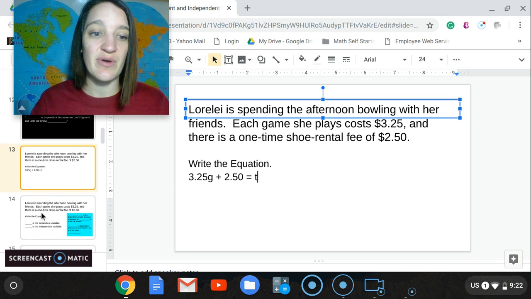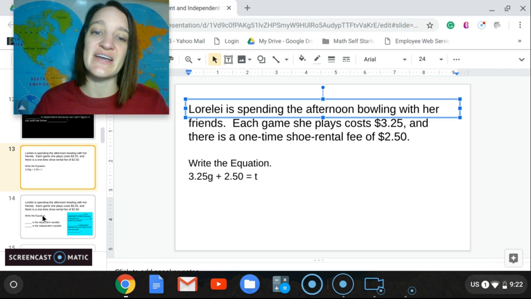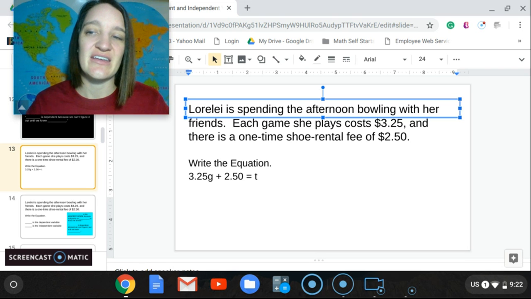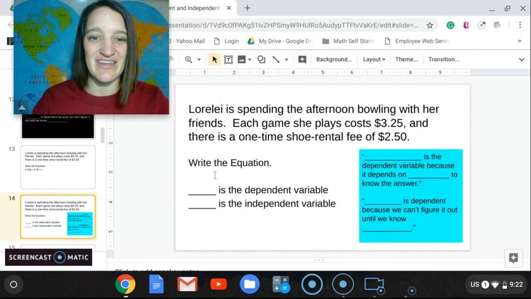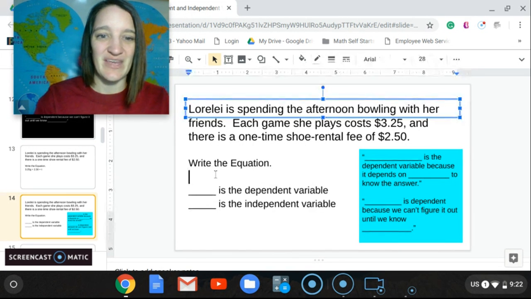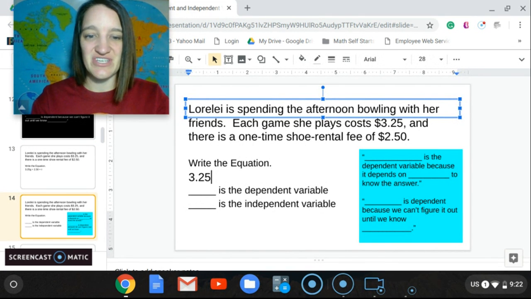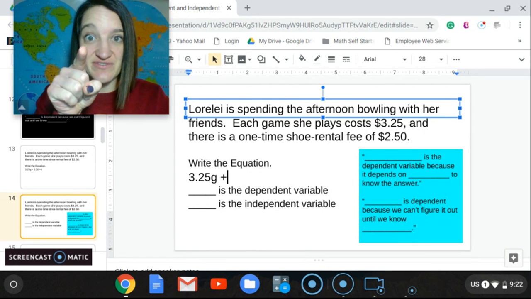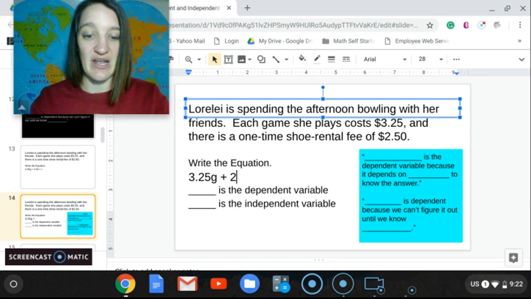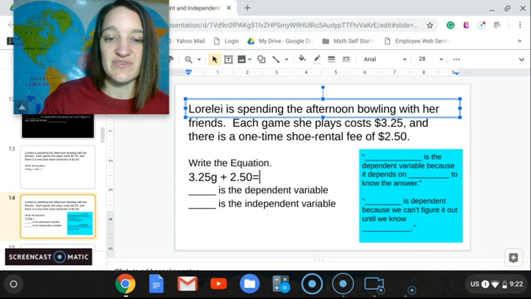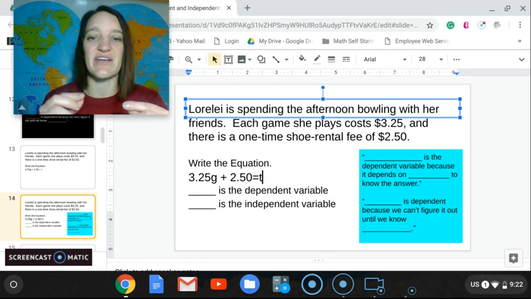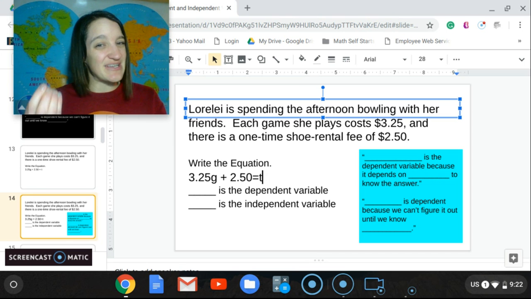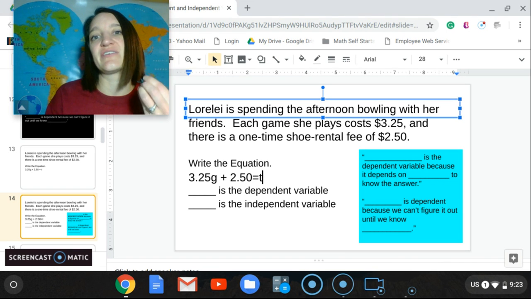We've got our equation. Now we've got to figure out which one is independent and which one is dependent. So let me rewrite that equation again. It's 3.25G plus 2.50 equals T for total. If you don't have this written down, you will be writing it down with me right now. So we've got a G and a T. We've got to ask ourselves, is games independent or dependent? Is the total independent or dependent?